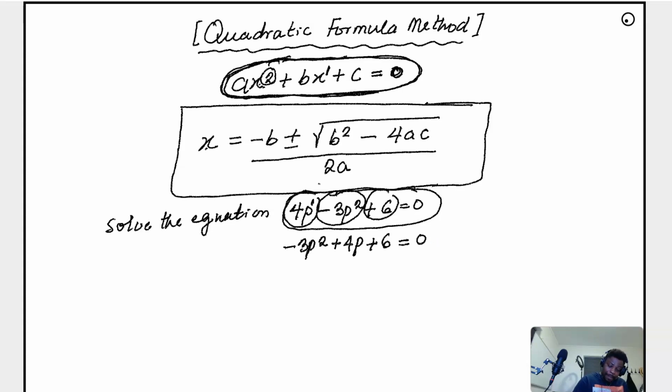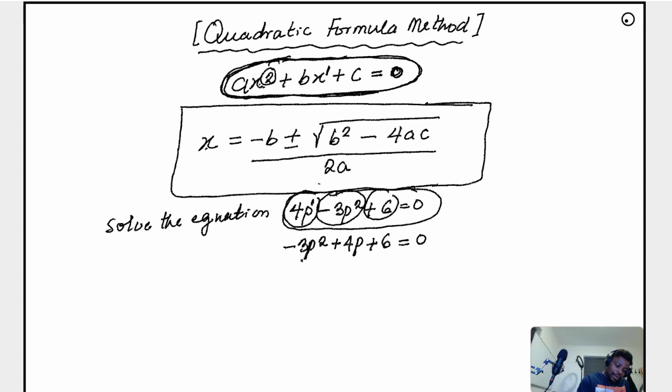So now, you need to always be sure that the variable having the highest power is starting the equation like this before you get your a, your b, and your c.